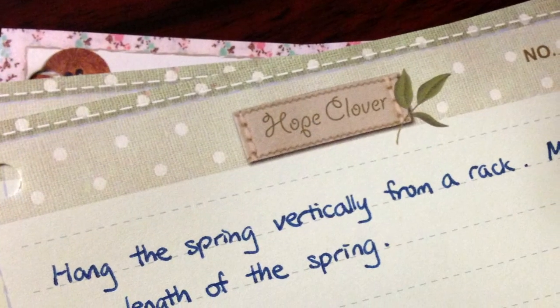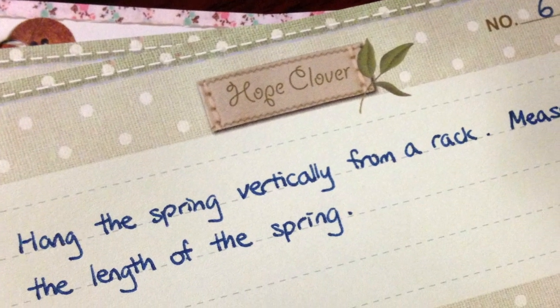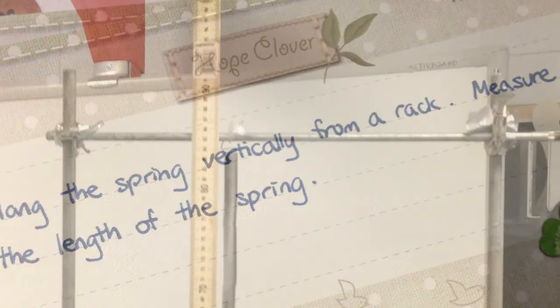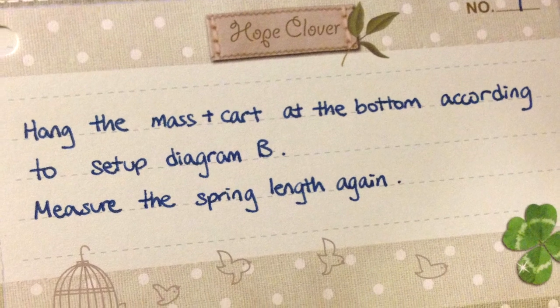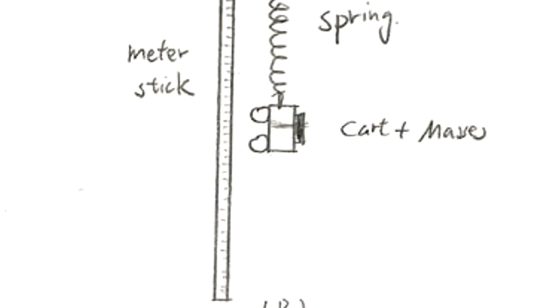Step 6. Hang the spring vertically from a rack. Measure the length of the spring. Step 7. Hang the mass and cart at the bottom according to setup diagram B. Measure the spring length again.